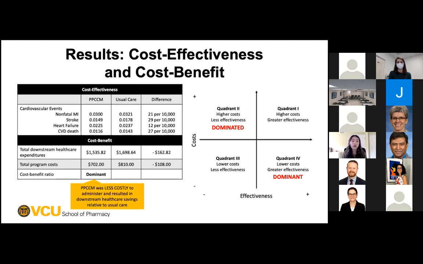So overall, with the cost benefit ratio, it was dominant, so PPCCM was less costly to administer and resulted in downstream healthcare savings relative to usual care.